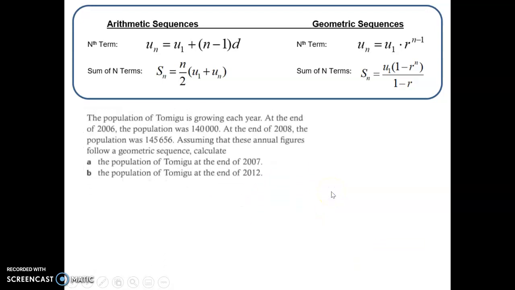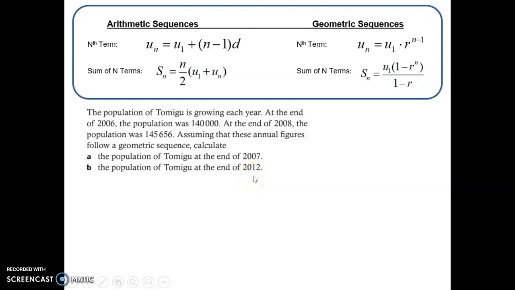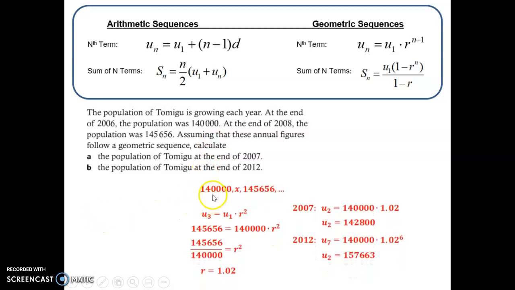And last one, we have this one here. Population is growing. And this one is going to be a geometric sequence. Let's see if you can figure it out. Okay, here's the setup. Here's the population, some unknown one. And here, to find U3, I set up U1 times R squared, because it's going to be 2 jumps, and check the work for the rest of it. I hope you are able to understand that.